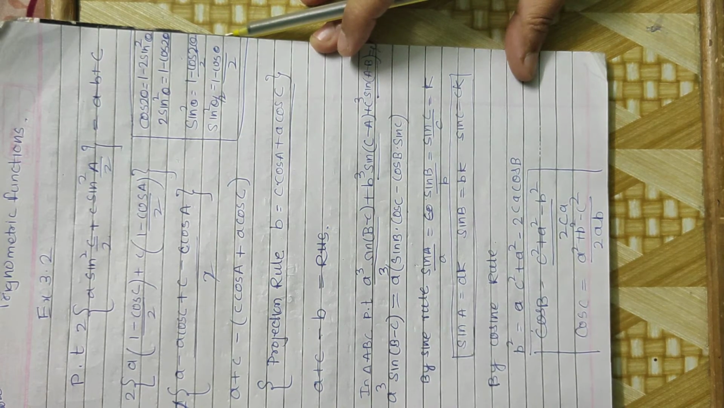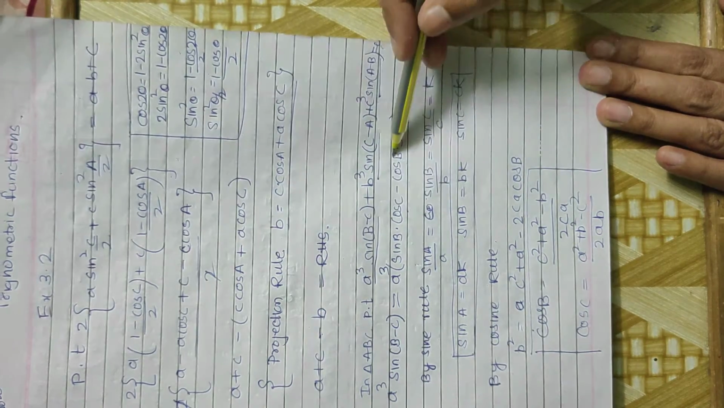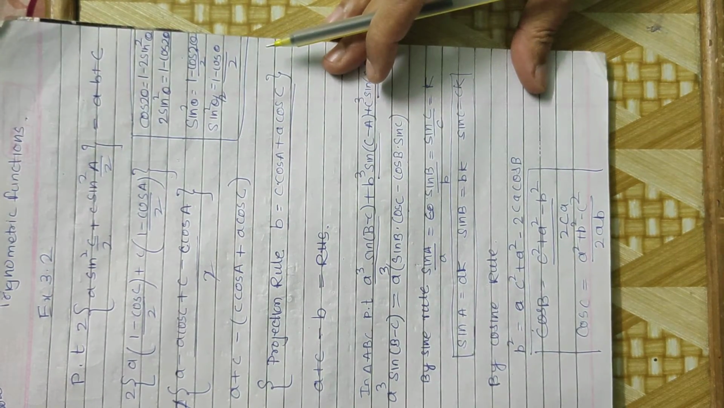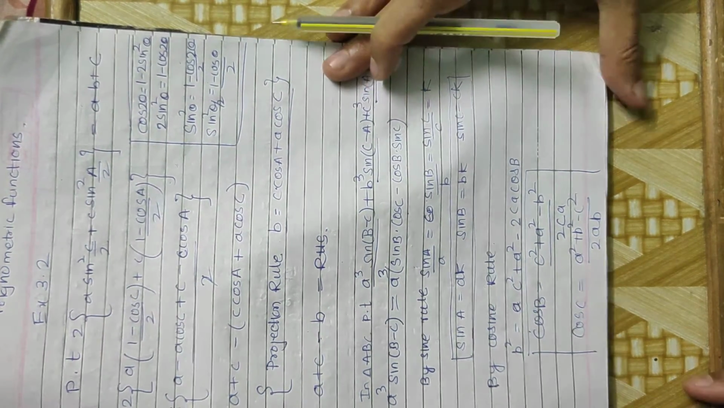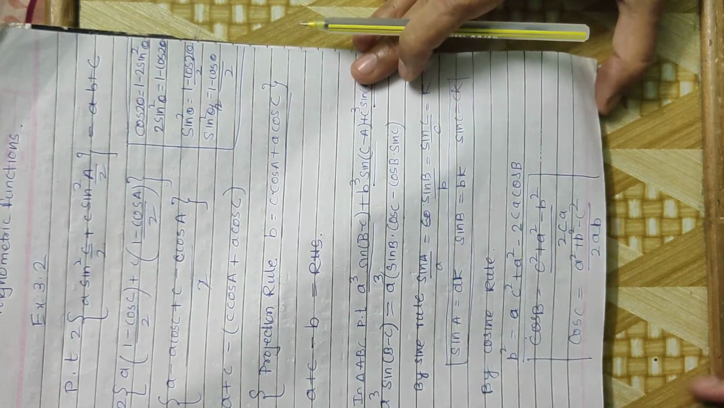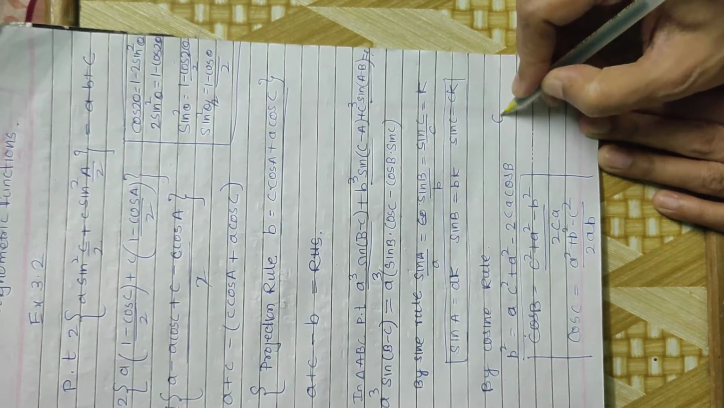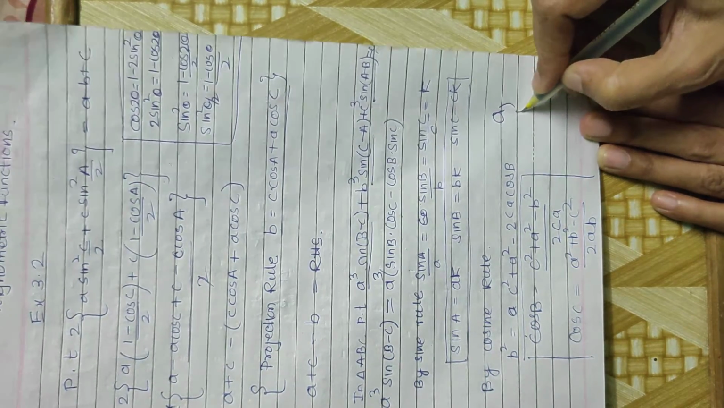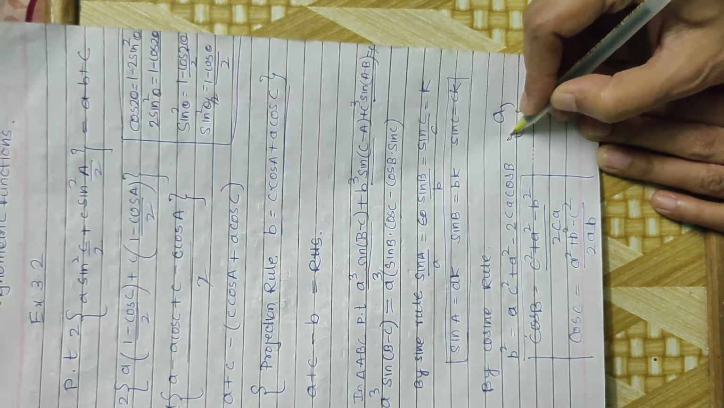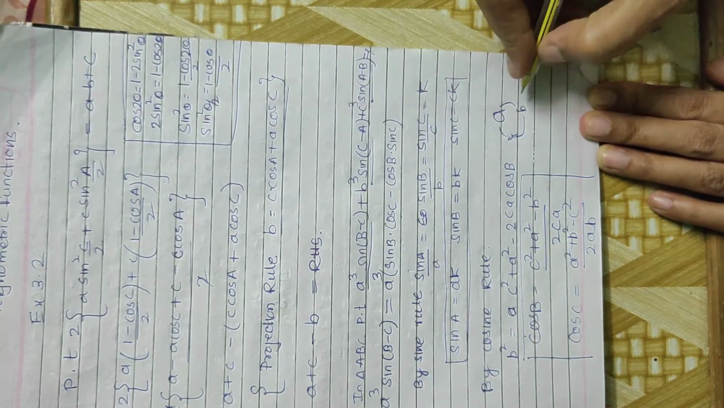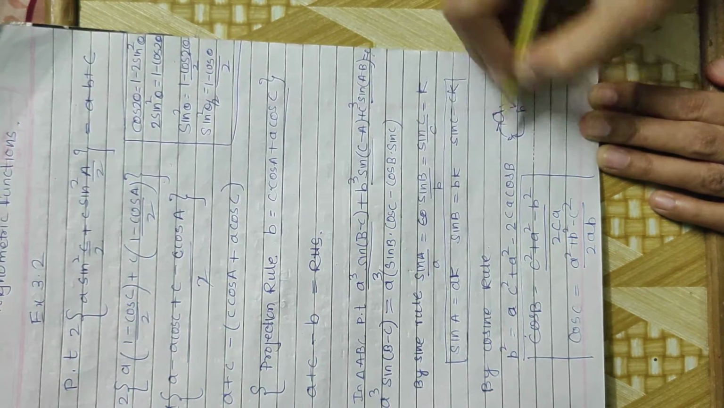Now by the cosine rule, because here cos C is there and cos B is there, so by the cosine rule, b square is equal to, see, the way we have to remember it, a, b, c in the cyclic way.